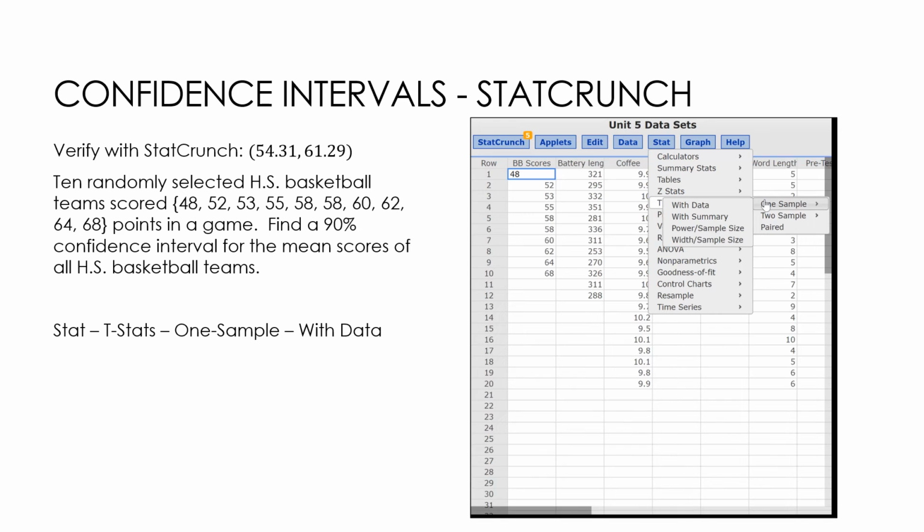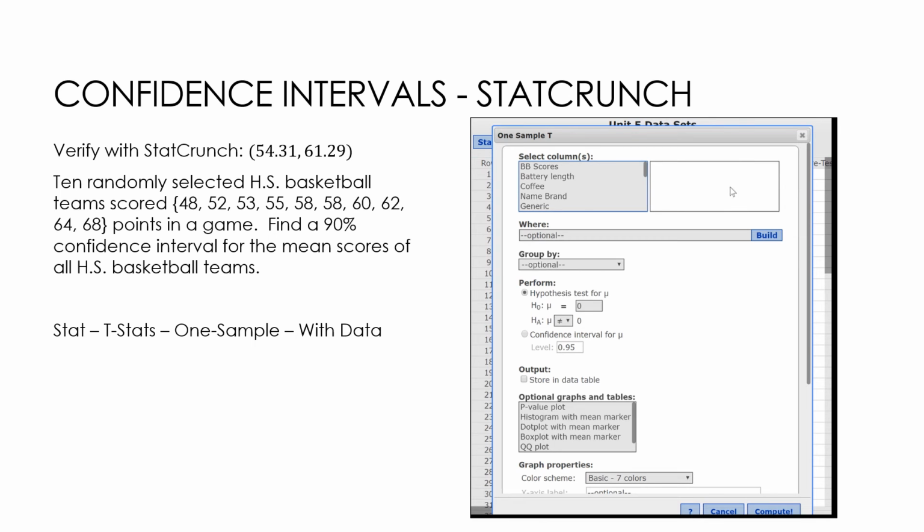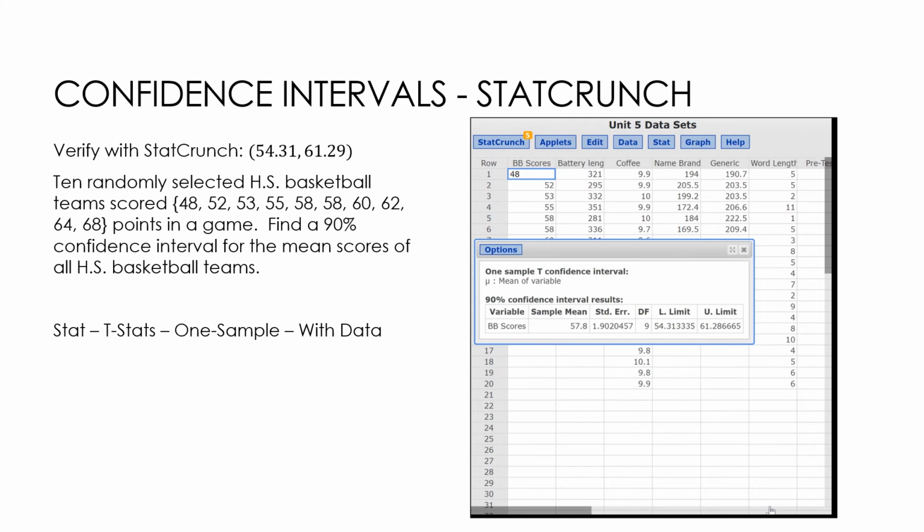This time I have one sample, and this time I actually do have data because I'm telling Statcrunch that I'm going to choose one of these columns. So I'm going to click with data, and I'm going to click on basketball scores. And remember, I'm looking for a 90% interval, so down here I'm going to choose the radio button next to confidence interval, and I'm going to change that to 0.9 or 90% and click compute.